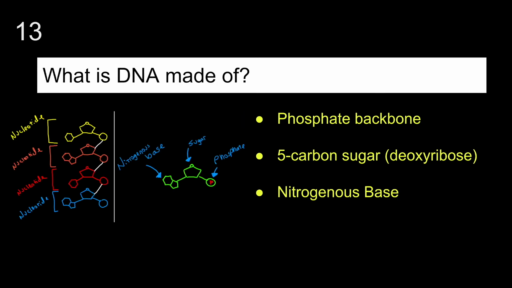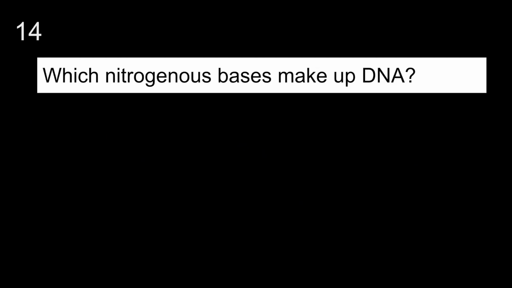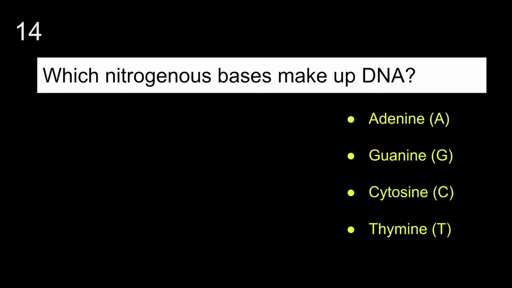Question 13. What is DNA made of? Well, it's made of a phosphate backbone, a 5-carbon sugar, specifically deoxyribose, and a nitrogenous base. Question 14. Which nitrogenous bases make up DNA? Well, those are adenine, guanine, cytosine, and thymine.